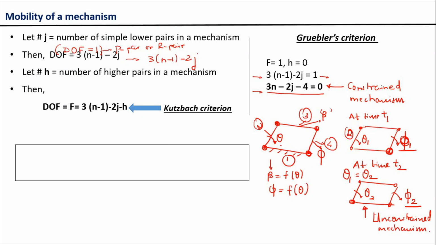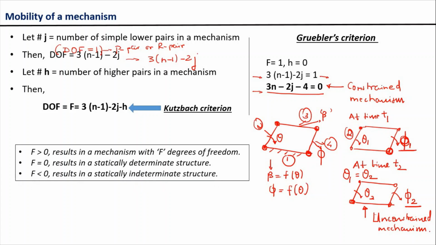So just remember, in a constrained mechanism, the motion of all the links will be definite and distinct, whereas in an unconstrained mechanism, the motion of the links can be arbitrary. Now let us see some other important points to note down. If the degree of freedom F is greater than 0, then we simply say that it results in a mechanism with F degrees of freedom. Now if F is equal to 0, this results in a statically determinate structure.